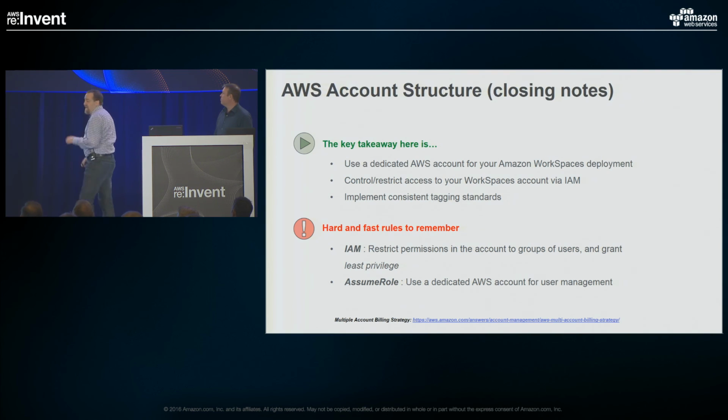All right, so the key takeaway, use a dedicated account for your Amazon Workspaces deployment, right? Control and restrict access to your workspace account via IAM and implement those consistent tagging standards. With IAM, you can restrict permissions to grant least privilege, and we really recommend that you do that. And with a multiple account model, you have the ability to take advantage of assume role so that you can affect tasks throughout your account structure with the assume role functions.